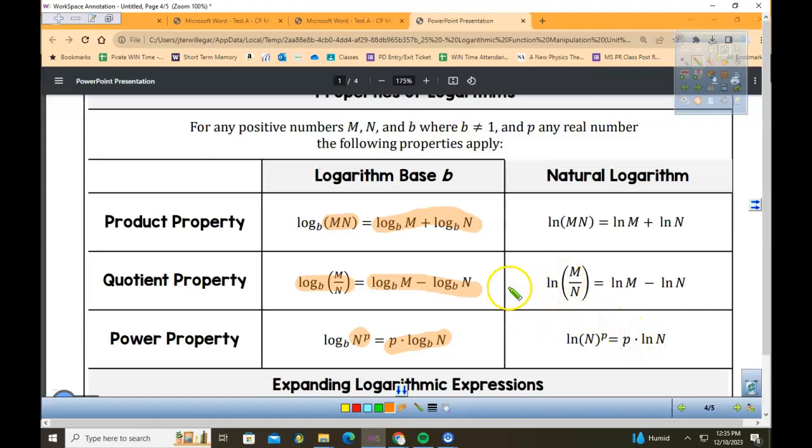Okay, this is going to make more sense when we see some examples. But just remember, these rules are actually the same as our exponent rules because they are exponent rules.